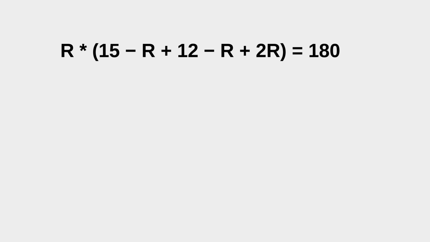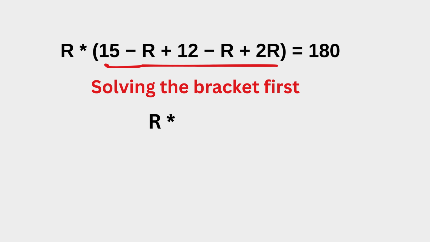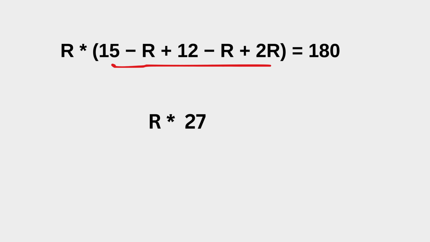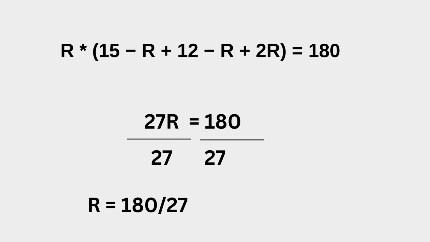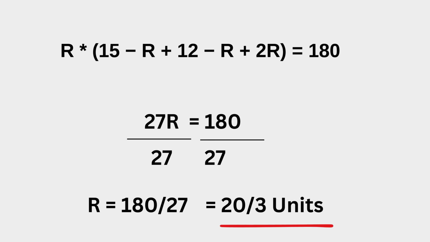We get r times (15 minus r plus 12 minus r plus 2r) equals 180. Solving the bracket first, 15 minus r plus 12 minus r plus 2r equals 27. So this becomes 27r equals 180. Dividing both sides by 27, we get r equals 180 divided by 27, which equals 20 by 3 units. So the radius of this semicircle is 20 by 3 units.